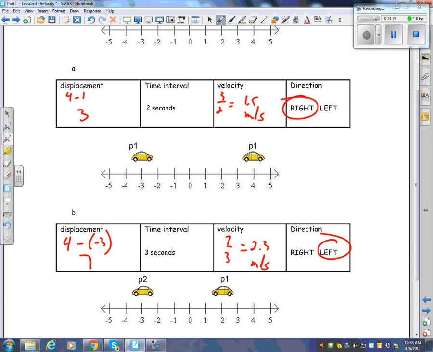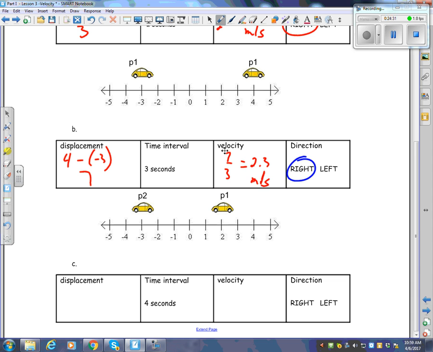Oh, I was looking at the bottom one here. To the right. This one's to the right, right? That's positive.